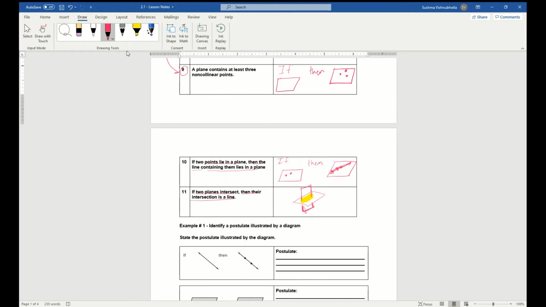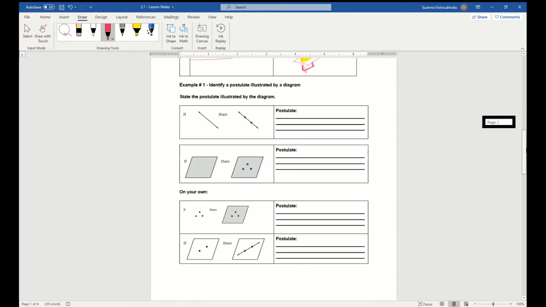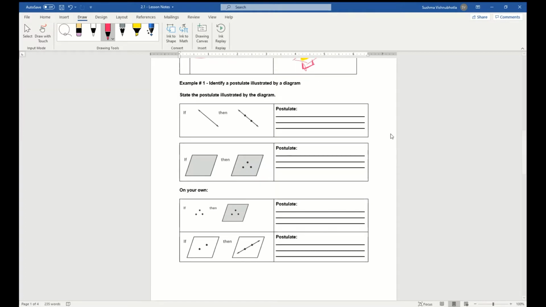So what does this look like? I can ask you to identify the postulate. Now, you don't have to memorize these postulates. This will almost always be multiple choice or matching. So you don't have to memorize them in terms of writing them out, but you absolutely need to be able to identify them.